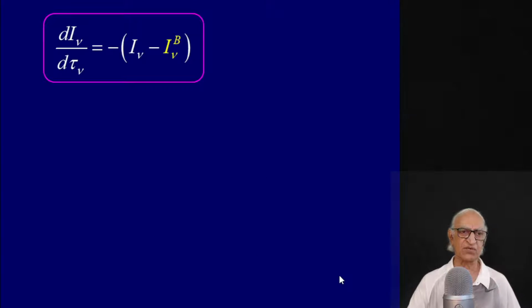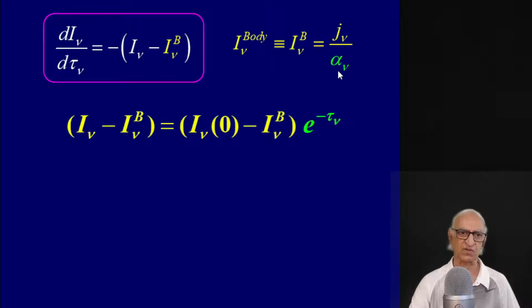So this is the same equation as in the previous slide, carried over here so that you can see it readily. And to remind you once again, I nu b stands for I nu body or I nu medium, which is the ratio of emission coefficient to absorption coefficient.